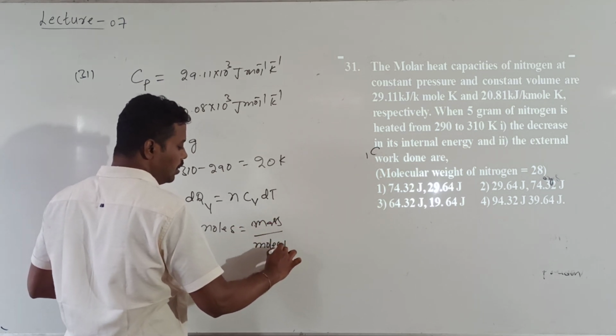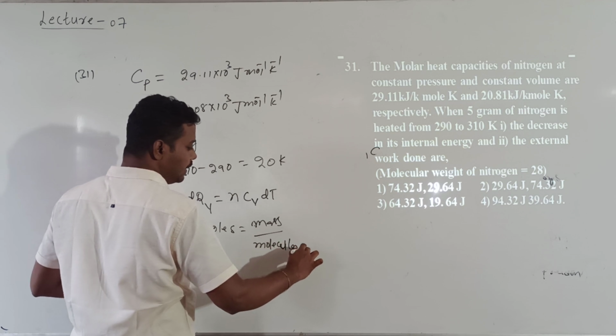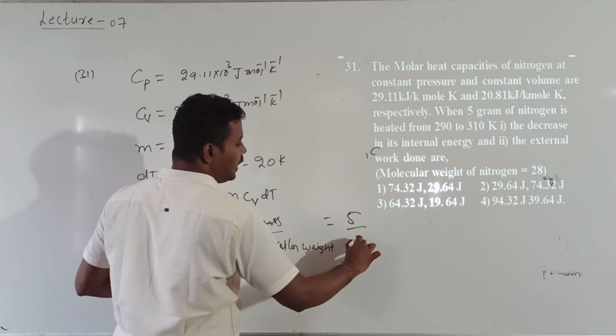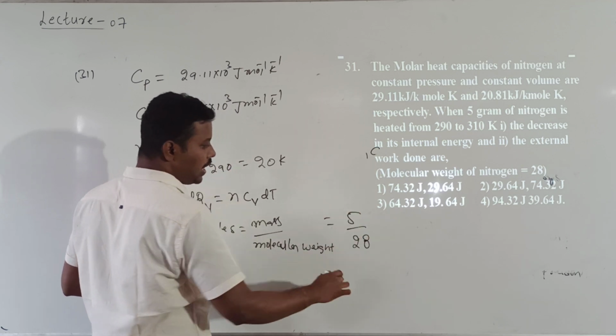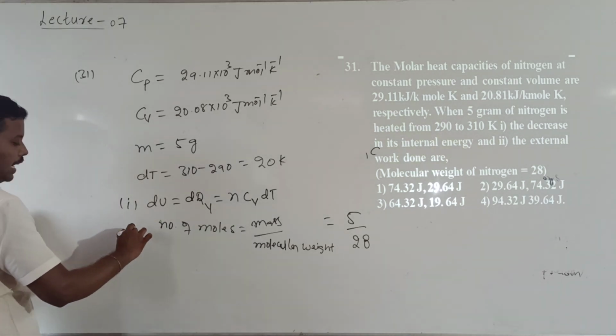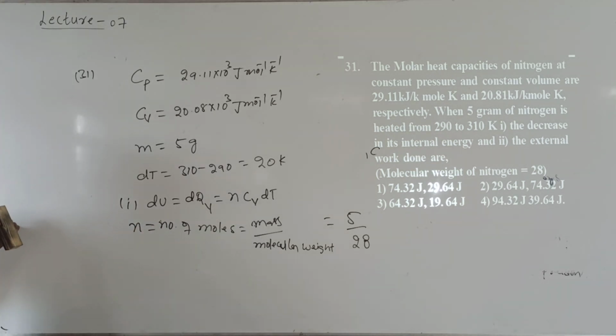Mass divided by which one? Molecular weight. So what is the mass they have given? 5, divided by molecular weight, how much? 20. Both are in grams only, so that's why there are no units for n. N has no units. Then can I substitute down?